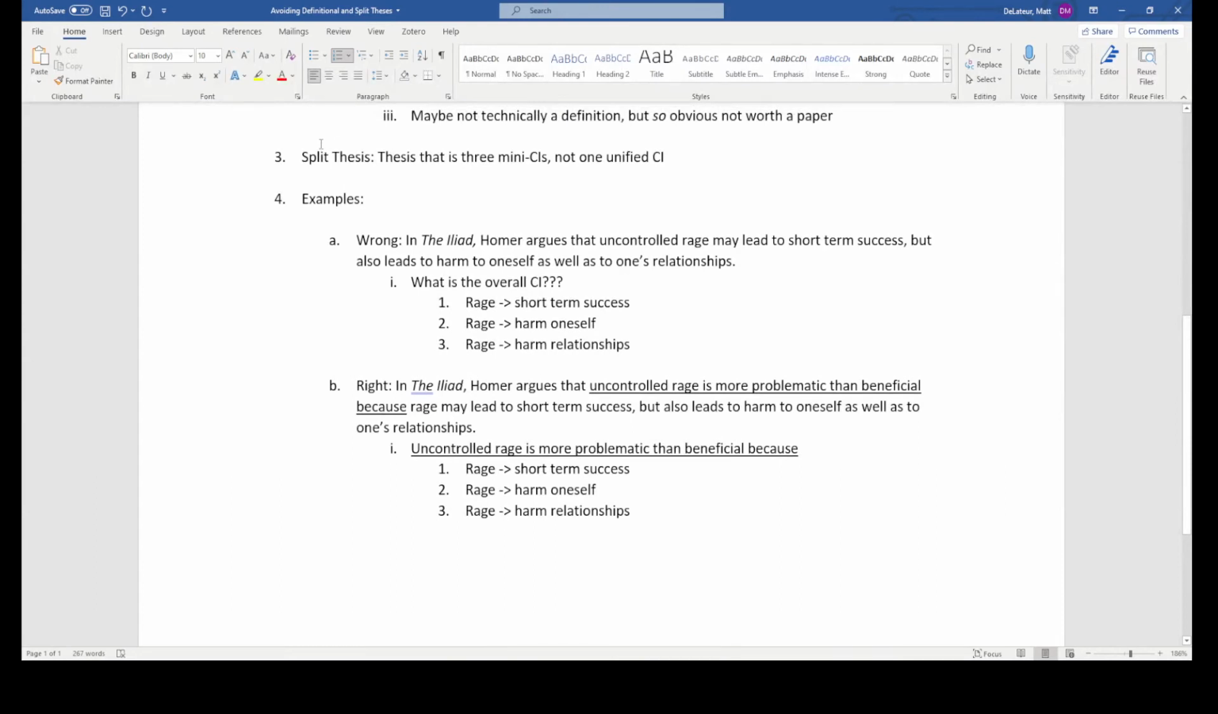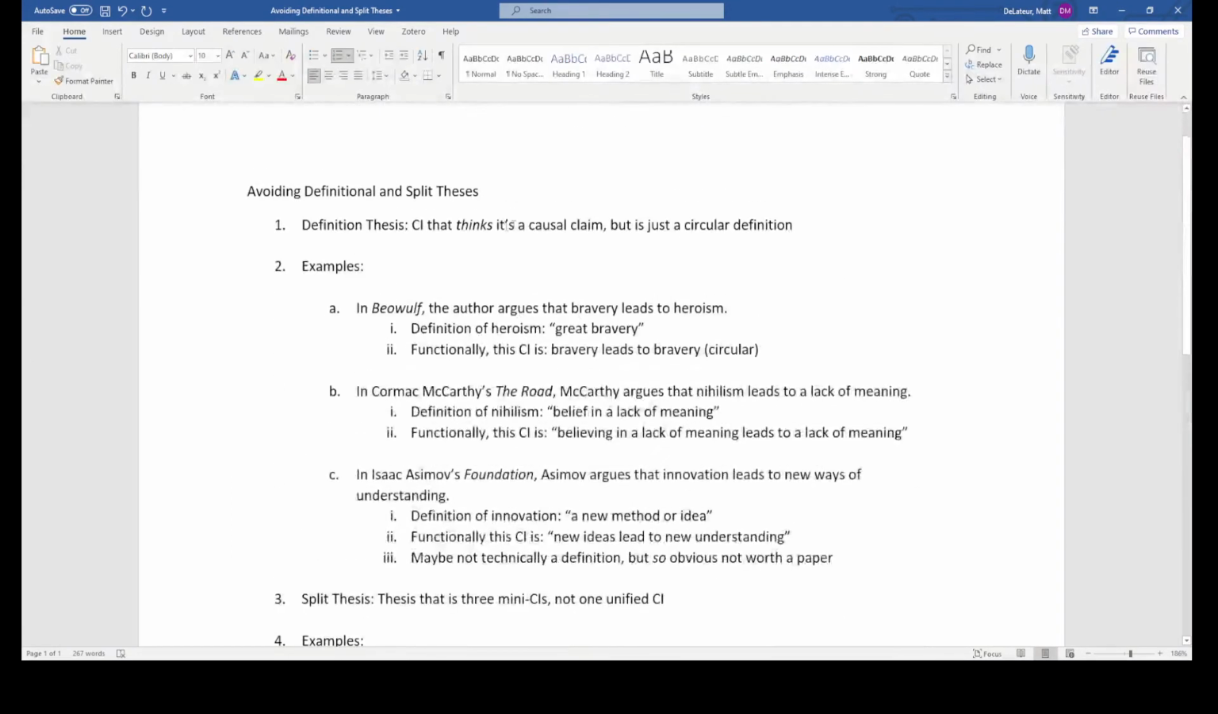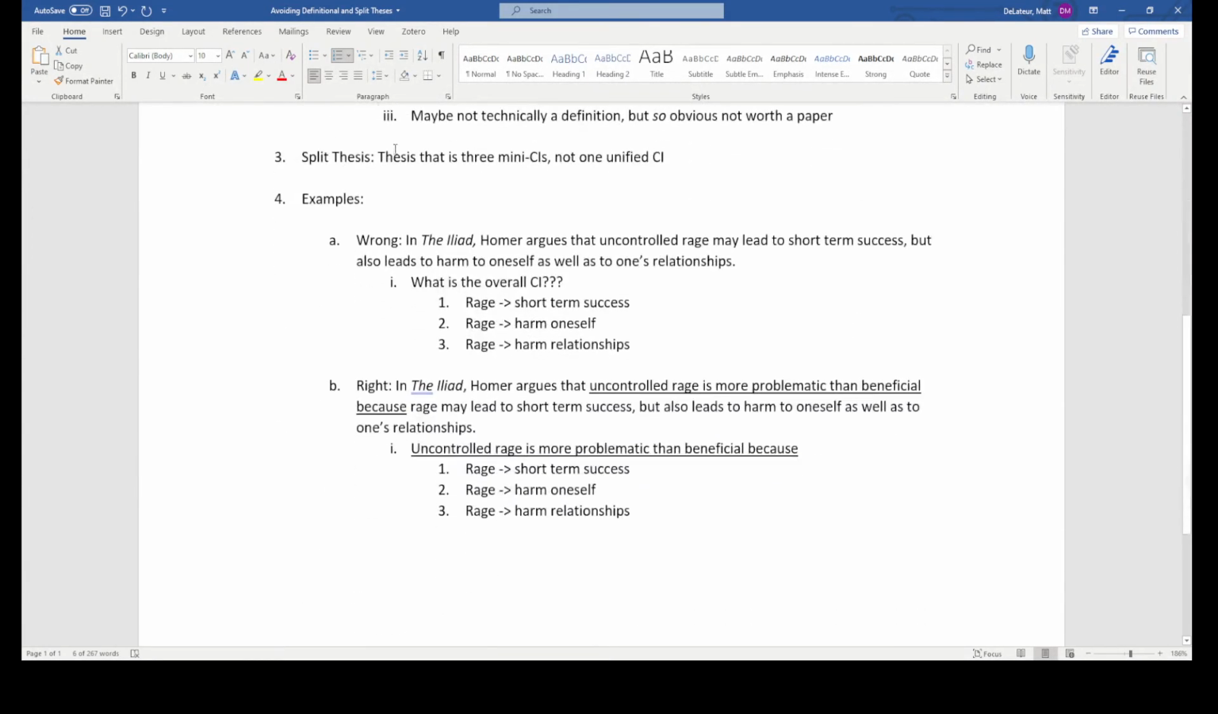The split thesis is something which doesn't just involve the pure CI. Here we weren't even talking about subpoints, right? In the split thesis, we kind of need to talk about the CI and subpoints. So a split thesis is a thesis that is three mini CIs that are not tied back to one unified CI. Oftentimes this occurs because the writer has just assumed that the reader can figure out what connects their subpoints and has not explicitly done that. And that's skipping a step, okay? You gotta tell me what unites these three mini CIs, these three subpoints.